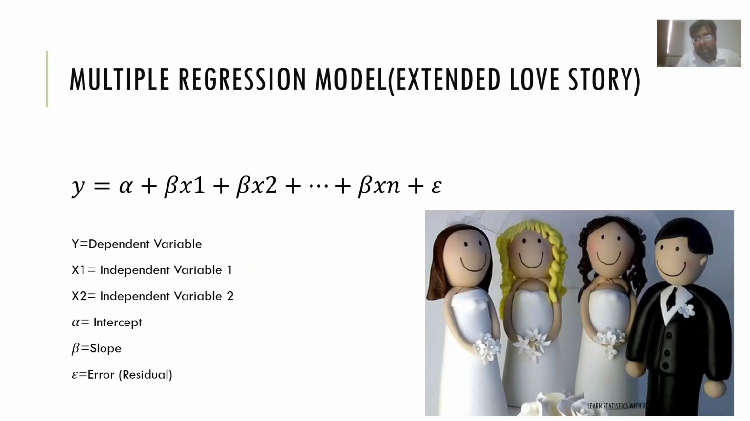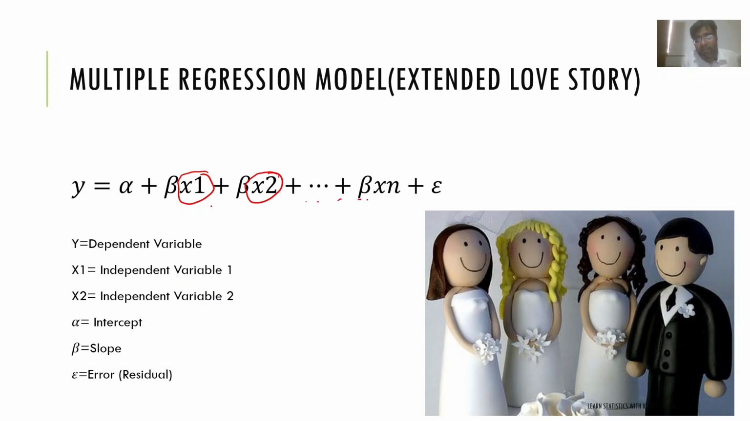Moving one step ahead, this is our multiple regression model. In the picture you can see it's an extended love story. Here you have more than one independent variable, and that would lead to a change in y.